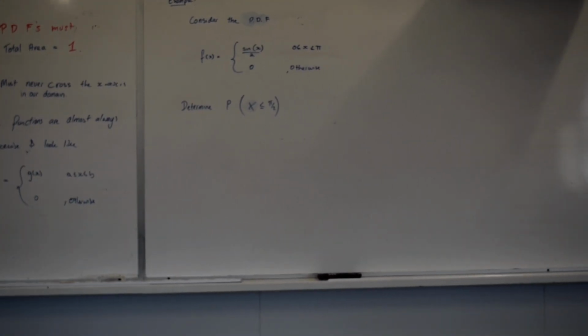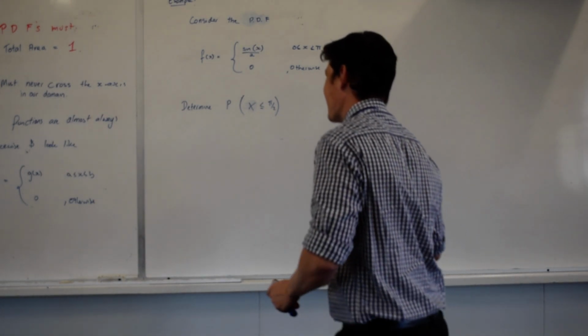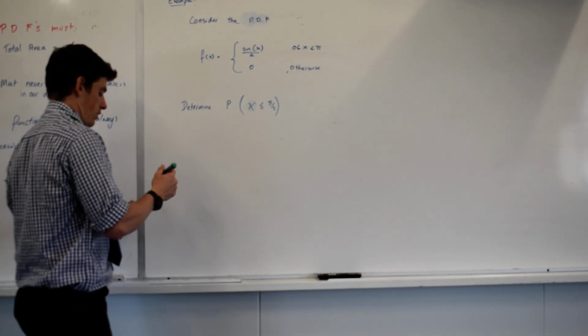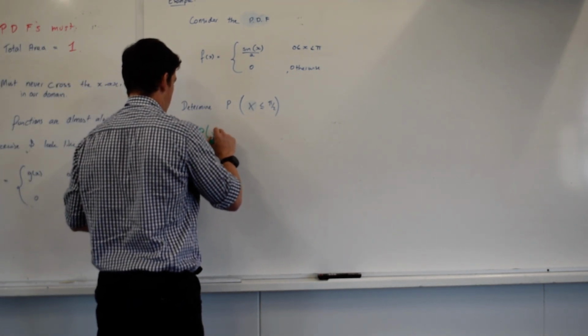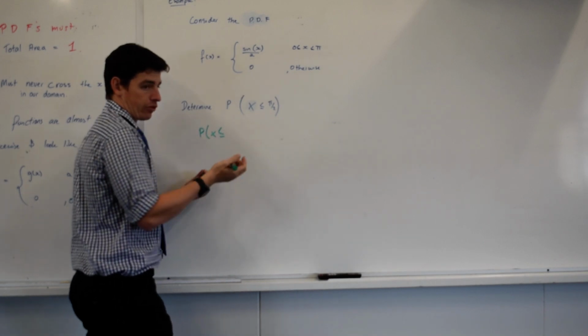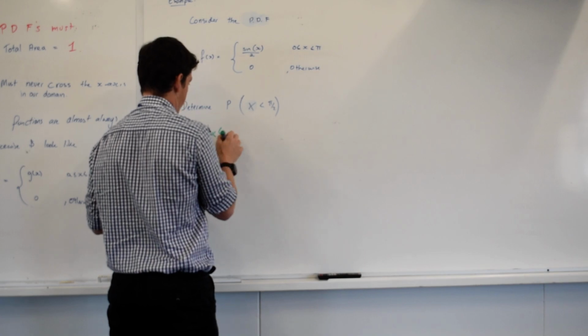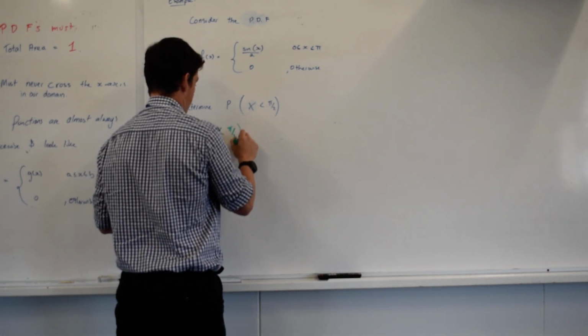Consider the probability density function f(x) equals sin(x)/2 between 0 and pi. Determine the probability that x is less than pi/2. So I'm going to start with P(x is less than. Do I need the equal sign? Yes. Doesn't really matter. Why doesn't it matter?